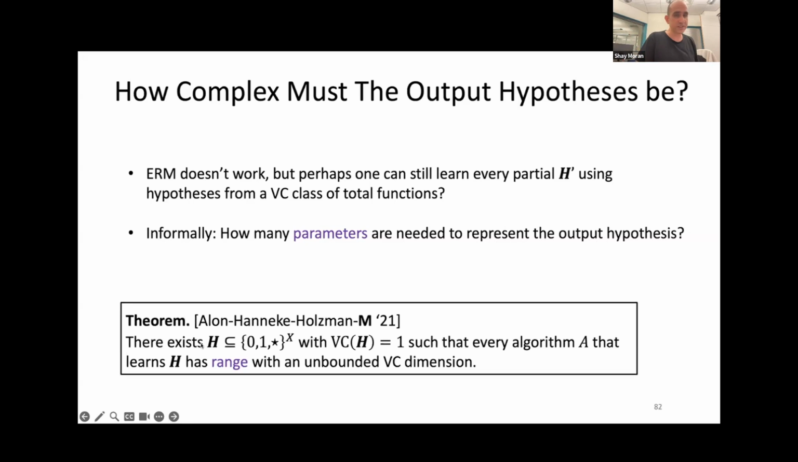So again, the same example, which, as I said, builds on results from communication complexity, says that there exists a class H, which is learnable easily with this dimension 1, but for every algorithm A that learns H, if you look at the range of the algorithm, all hypotheses that the algorithm might output on realizable samples, this output space of the algorithm is very complicated. It has an unbounded VC dimension.